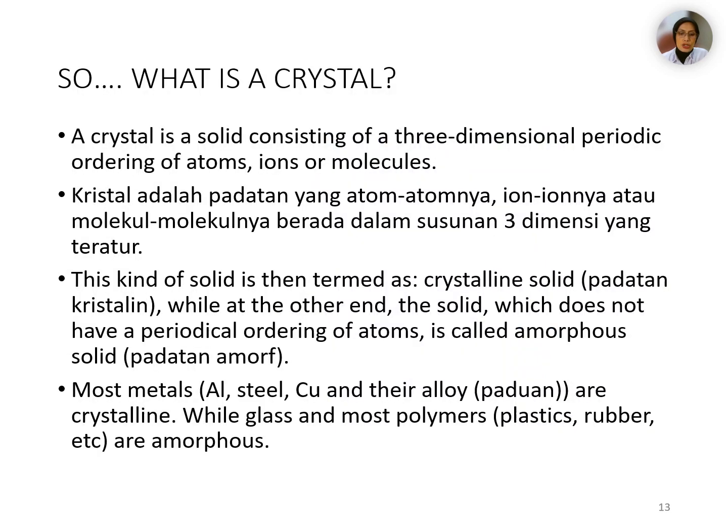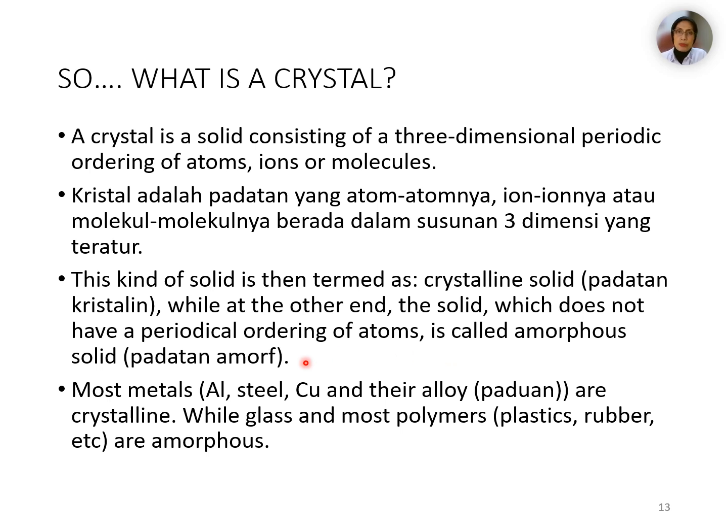So what is a crystal? A crystal is a solid. It must be solid, consisting of a three-dimensional periodic ordering of atoms, ions, or molecules. So a liquid will never be a crystal. This kind of solid is termed a crystalline solid, or padatan crystalline, while on the other hand, a solid which doesn't have a periodic ordering of atoms, we call an amorphous solid, padatan amorph.